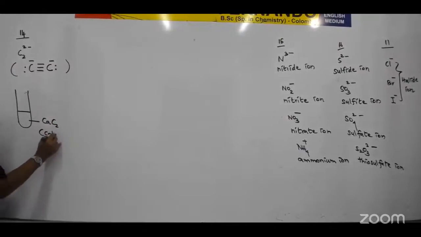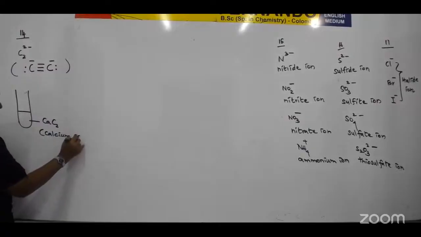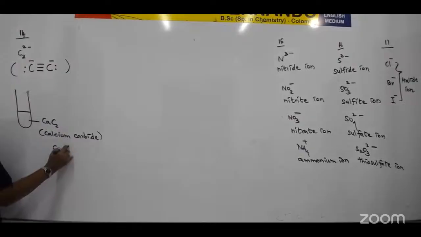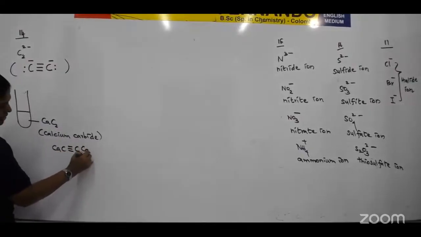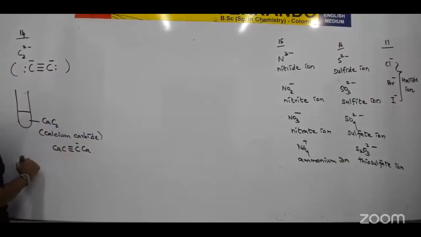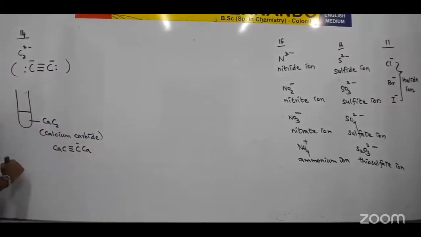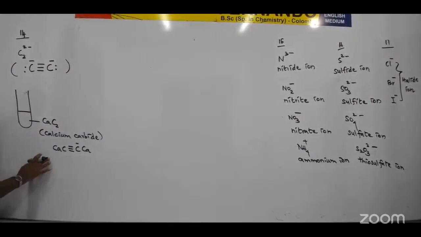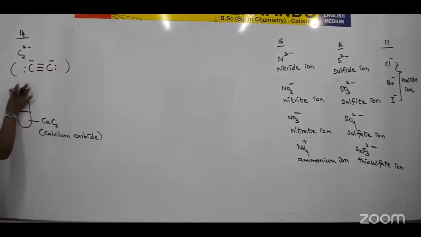This is called calcium carbide. Calcium, carbon triple bond carbon, calcium. Plus 2, minus 2. Calcium carbide, CaC2. We just take carbide here. That's all. So add water as the first test.